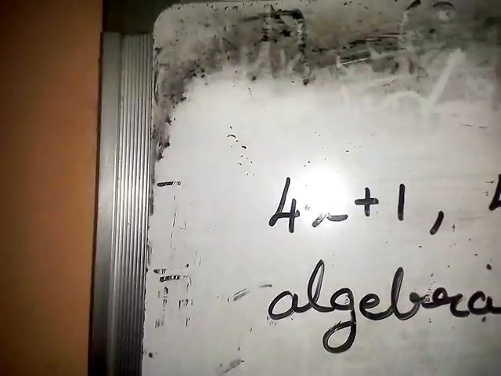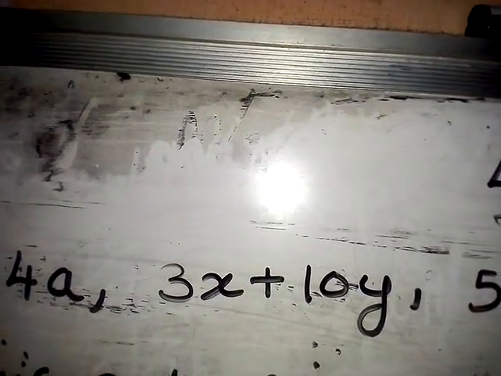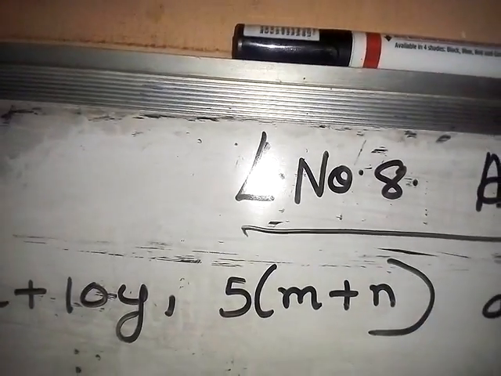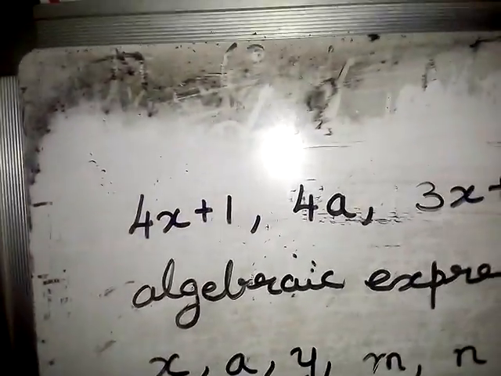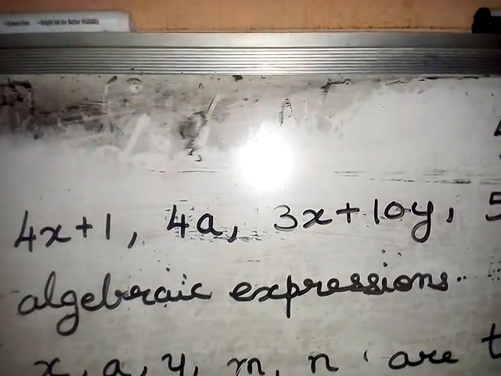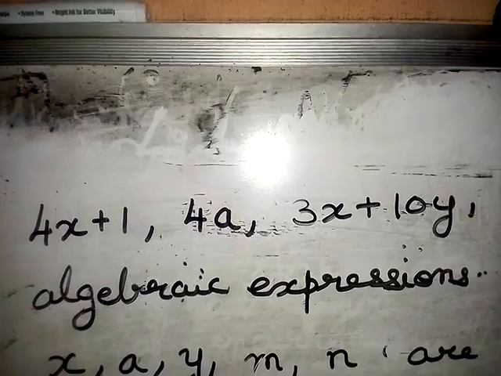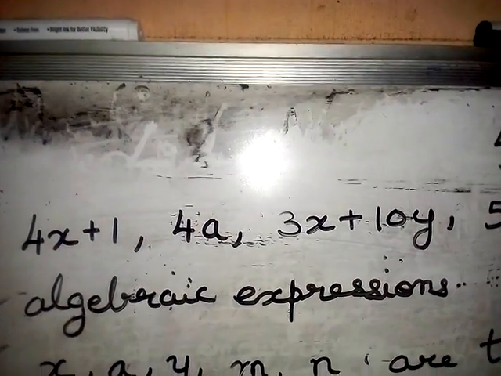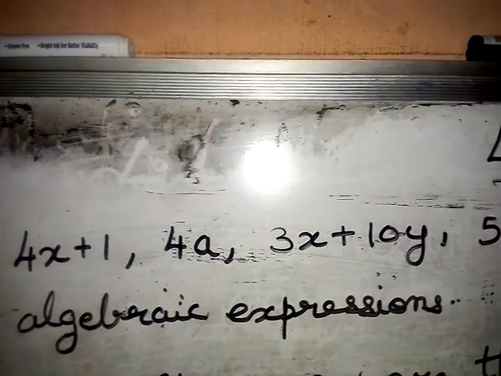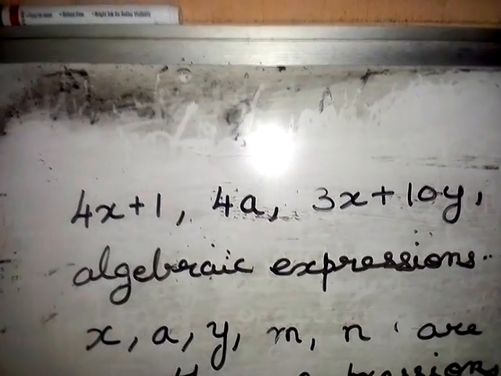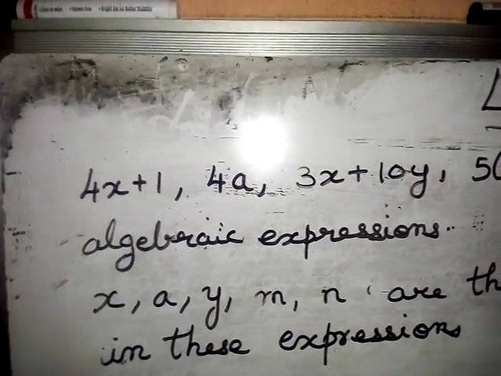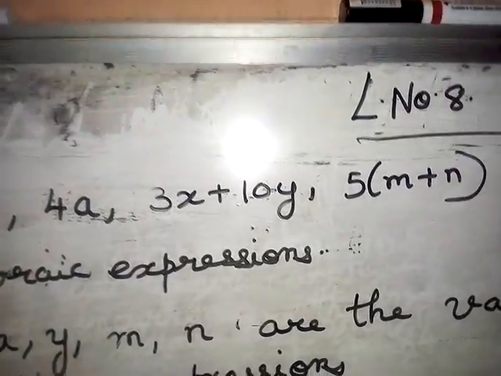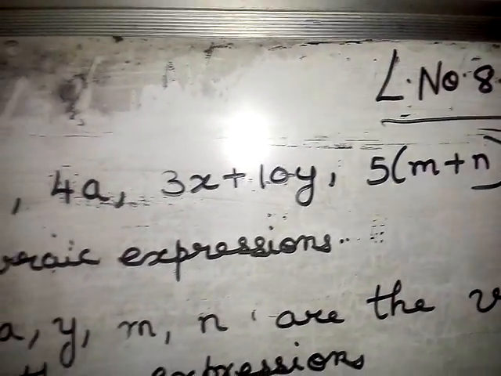Look at these examples. 4x plus 1, 4a, 3x plus 10y, 5 in bracket m plus n are algebraic expressions. Algebraic expressions can involve addition, subtraction, multiplication and division. Now this is the first example: 4x plus 1, 4a, 3x plus 10y, 5 in bracket m plus n.